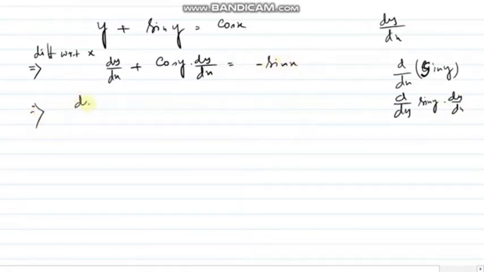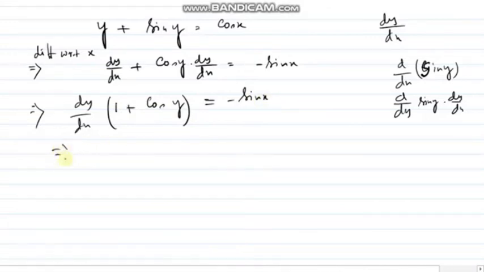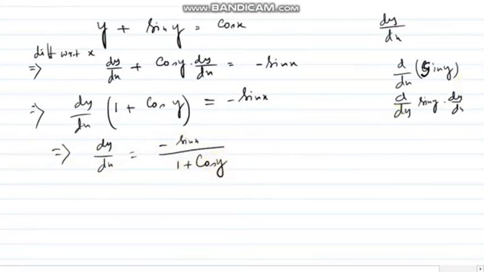So dy/dx common, (1 plus cos y) equals minus sin x. So simply, dy/dx will be minus sin x divided by 1 plus cos y. One more sum I will do here. Suppose y equals x into sin(a plus y).